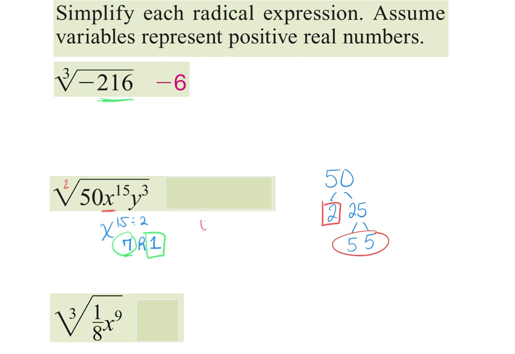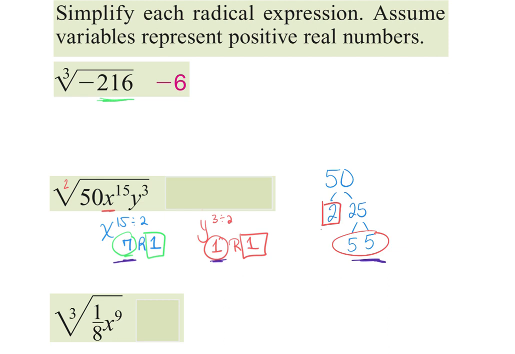I'll do the same thing with my y. 3 divided by 2. Well, that's going to be 1 with the remainder of 1. That means 1 y is going to come out, 1 y is going to stay in. So if I look at everything that I've pulled out: a 5, an x to the 7th, and a y to the 1st power.